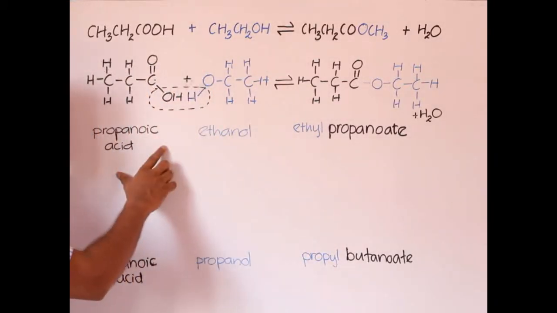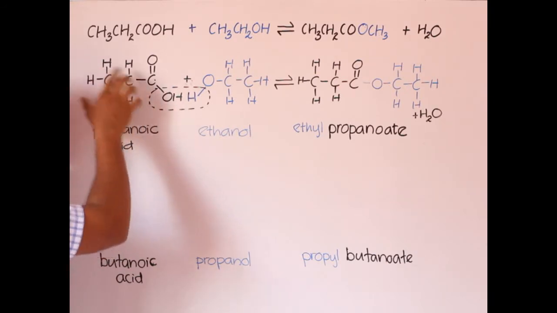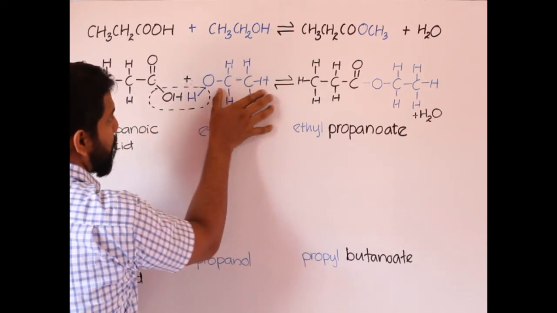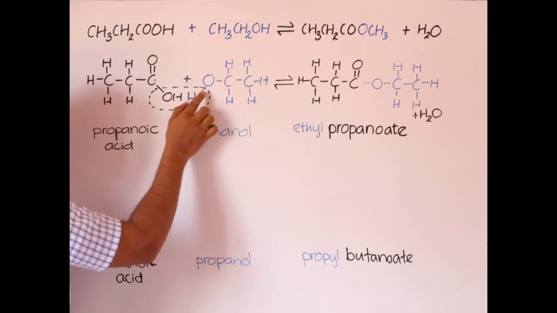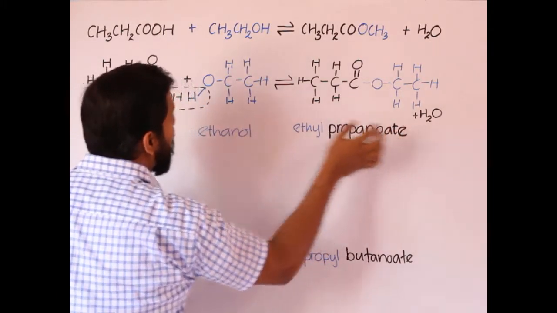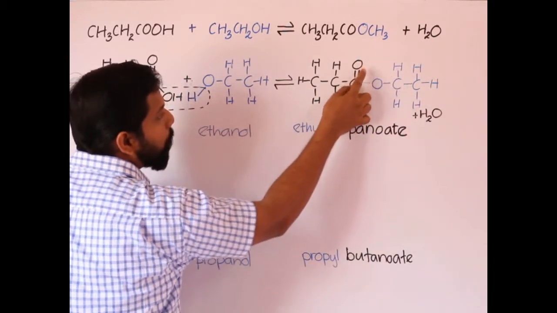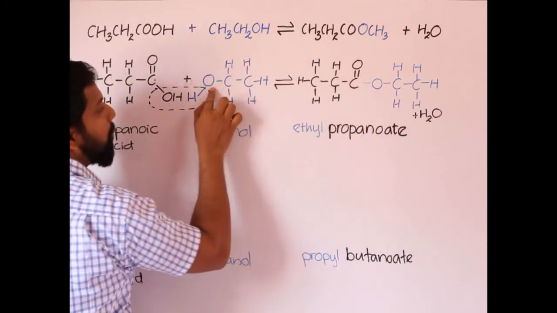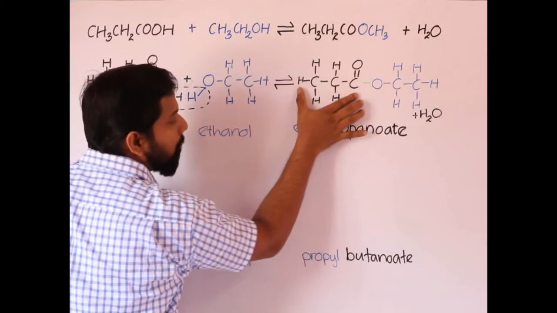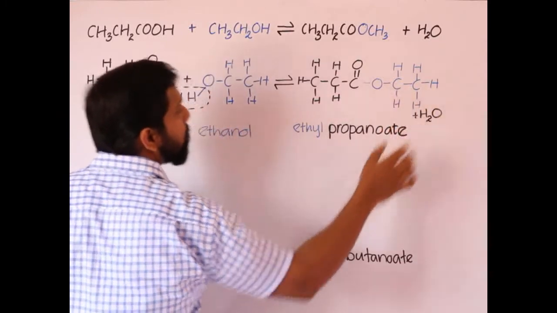Propanoic acid and ethanol. A 3 carbon atom carboxylic acid, a 2 carbon atom alcohol. And see how the OH group and the H are going to combine to form water, and the carbonyl group, or the carbon-oxygen double bond group, is going to combine to the oxygen atom of the alcohol. And you have 3 carbon atoms in the carboxylic acid side and 2 carbon atoms in the alcohol side.